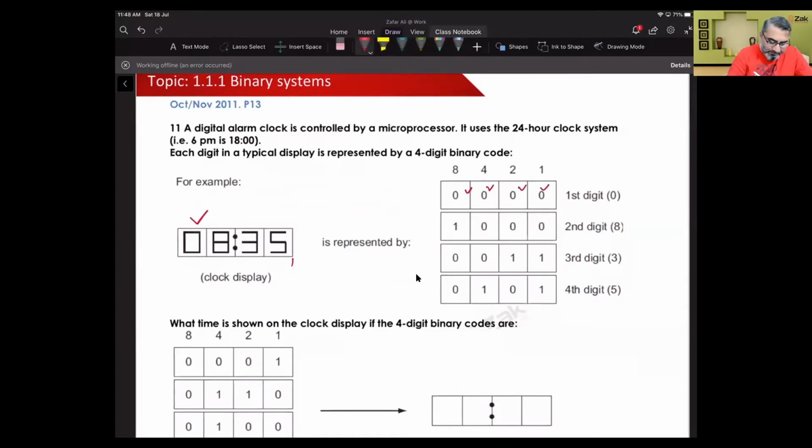This 0 is done. This is 8. 1, 2, 4, 8. This is 0. This is 8. This is 1 plus 2, 3. This is 1 plus 4. 1, 2, 4. This is 5.